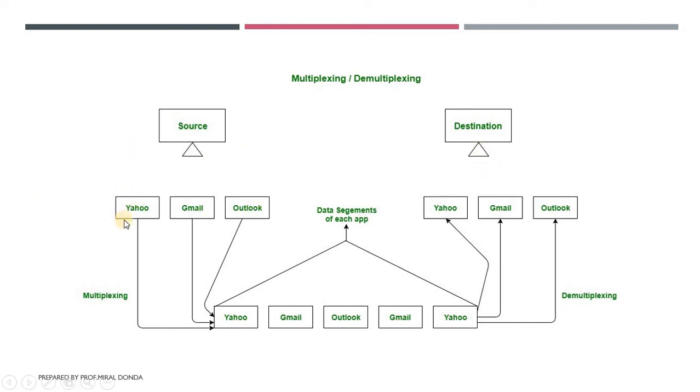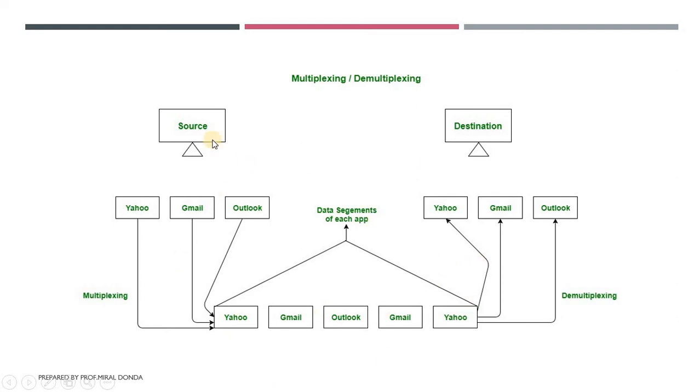In the source, there are multiple processes running, P1, P2, P3, which are a Yahoo process, Gmail process, and Outlook process. So at the multiplexing time, data segments of each app are received at the transport layer, divided into packets, and also given a header.